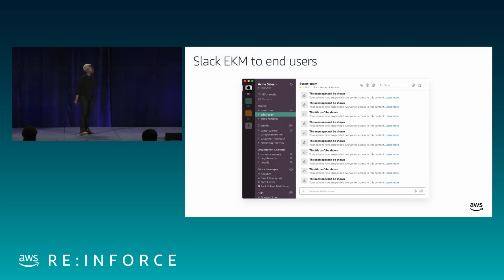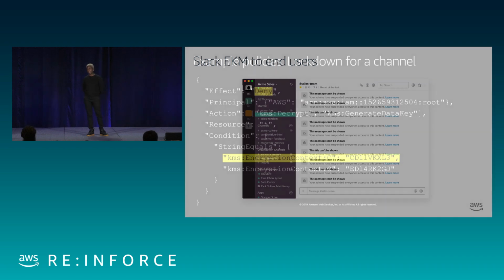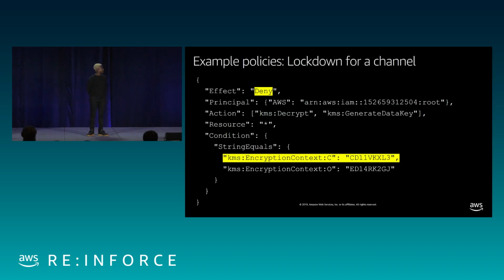I saw this example a little bit earlier about what a channel revocation looks like, and I also want to show the corresponding policy for that. Here we can see that the effect is deny, and the difference is that in the condition, there's a new condition that says encryption context C and a particular encoded channel ID. This means that any decrypt or generate data key requests with that channel context in there will now be denied.